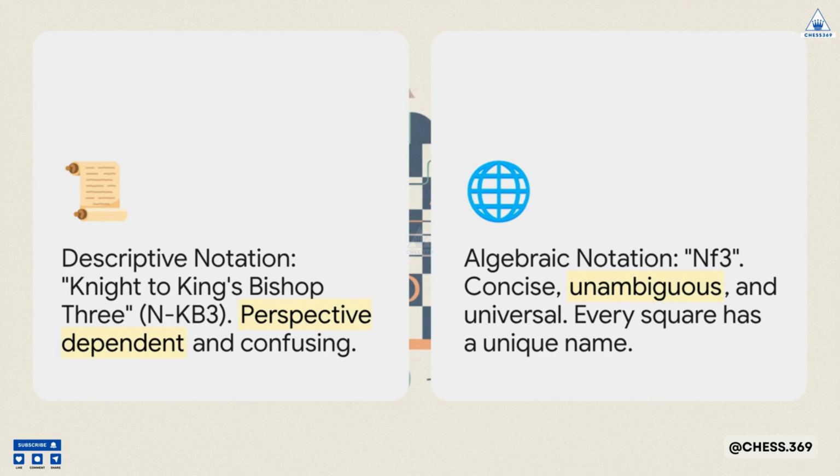You know, for a long time, people used this thing called descriptive notation. You'd hear moves like knight to king's bishop 3. Sounds kind of old-timey, right? Well, the problem was the name of a square actually changed depending on whose turn it was. So white's king's bishop 3 was a totally different square from black's king's bishop 3. It was just a mess. Super confusing. That's why the whole chess world, thankfully, switched to algebraic notation. It's clean, it's simple, and this is the big one, it's totally unambiguous. Every single square has one unique name, like F3, and it doesn't matter if you're playing white or black. It's the global standard for a really good reason.